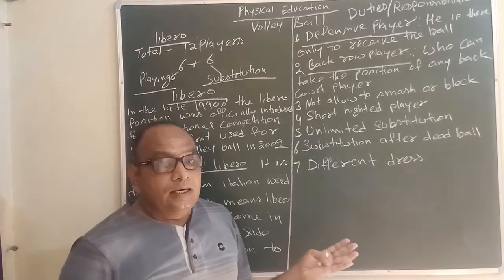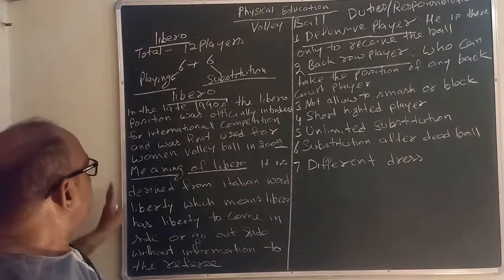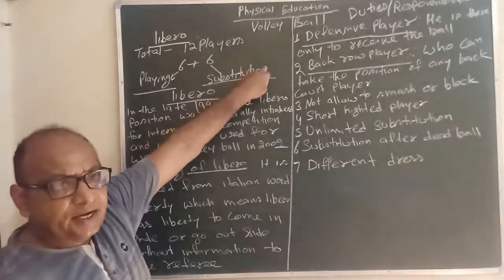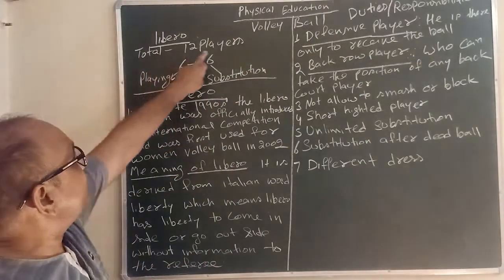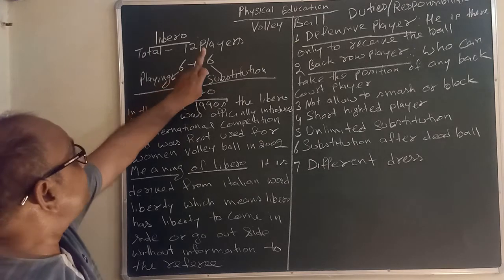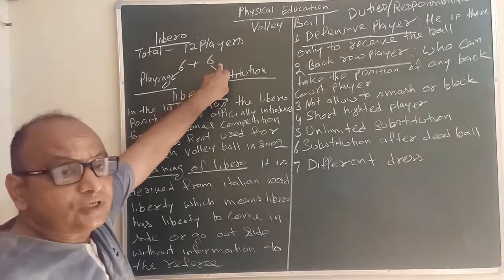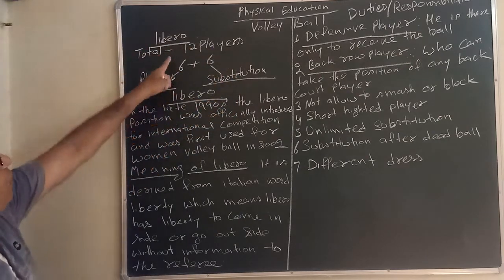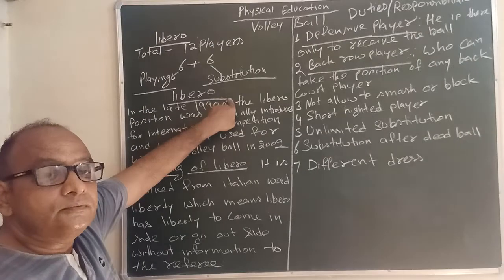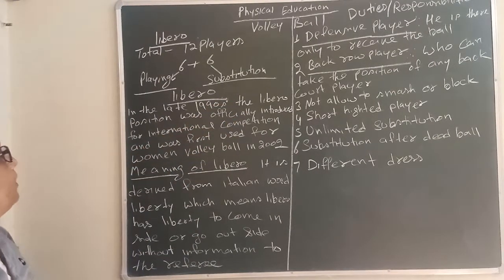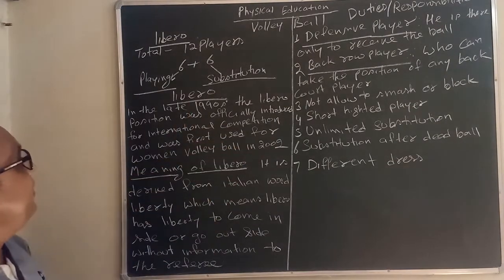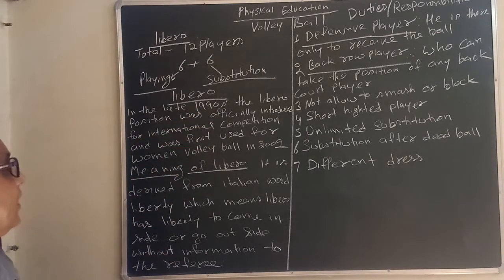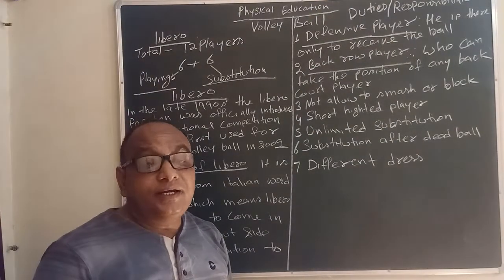So, this is something about libero. Total players, 12. Again, I'm going to explain it in brief. Total players are 12, 6 players in the field and 6 players sit on the substitution bench outside for substitution. So 6 plus 6, 12. And one player of them is called libero. And this libero player was officially introduced for international competition in the 1990s and first used for women's volleyball in 2002.